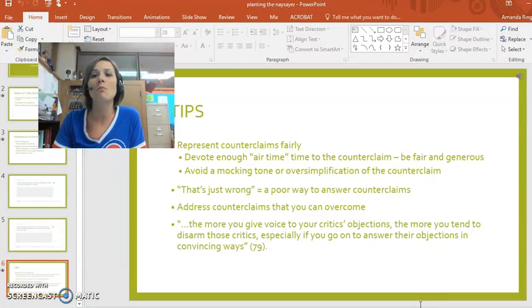So if you can include multiple counterclaims in your essay and you can refute them all confidently, that will go a long way for bolstering your argument.